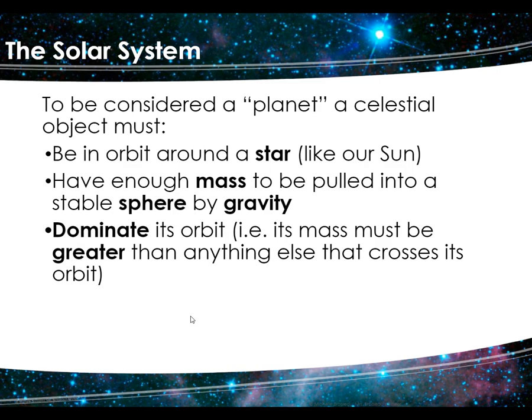So to be considered a planet in our solar system, a celestial object, which is any object out in space, has to have 3 characteristics. First, it has to be in orbit around a star, like our sun. It has to have enough mass to be pulled into a stable sphere by gravity. So it has to be large enough that the gravitational force pulls it into a sphere or a round object. And it has to dominate its orbit. That means that its mass is so much greater than anything else that crosses its path that it clears all of the stuff in its path.